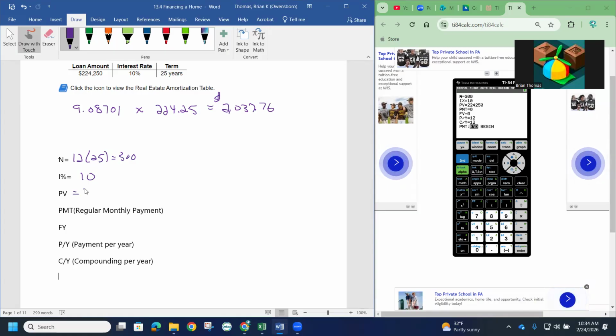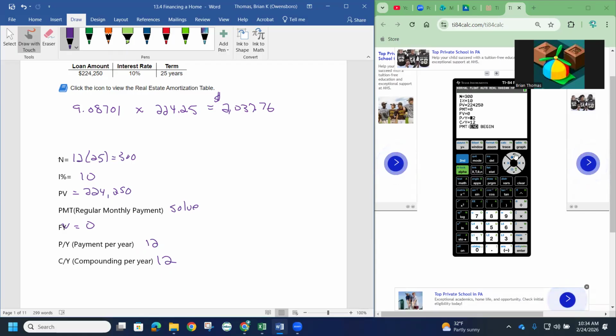Again, our present value is the 224,250. This is the thing we don't know. This is what we're going to solve for. Future value would be down to zero. Payments per year, again, was 12. Compounds per year is 12. So it looks like we got the data entered correctly.